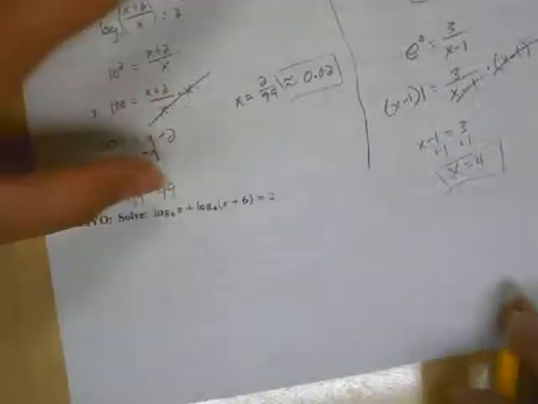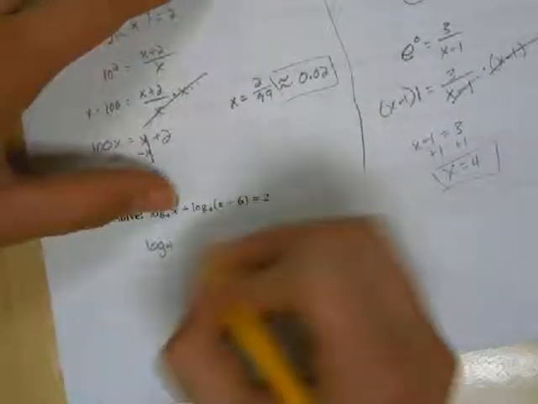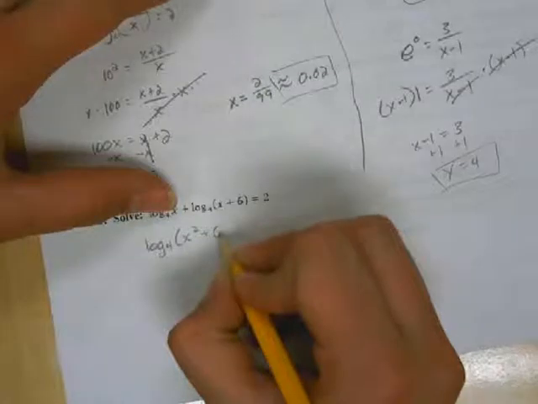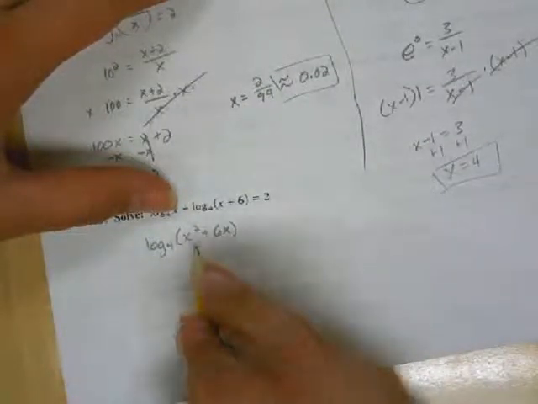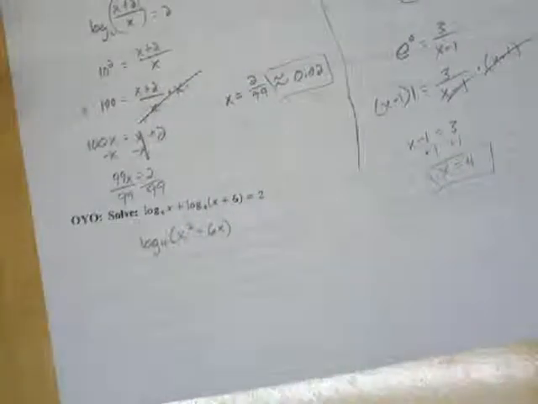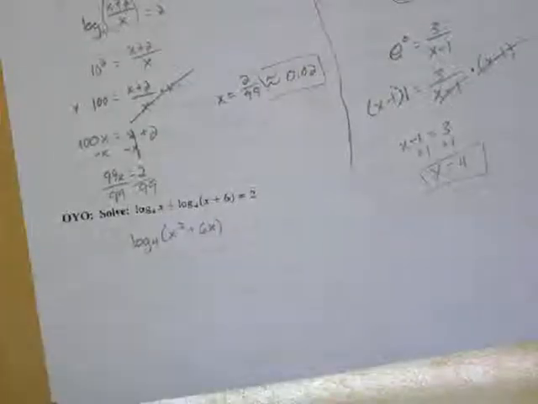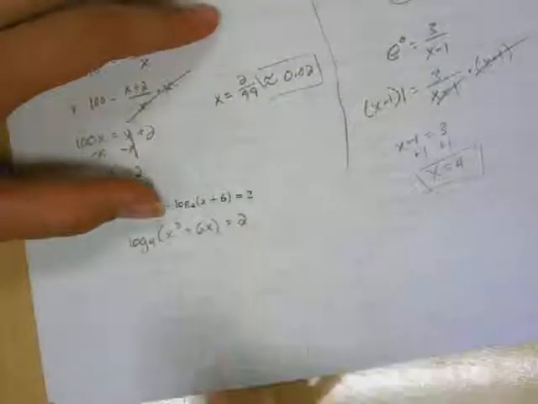Here we go. Okay, I'm going to put them together. They've got the same base, so it becomes log base 4 of x squared plus 6x. Notice I use my parentheses. Without those parentheses, it's wrong. Otherwise, the only thing in the log is the x squared, and we don't want that. Okay, so make sure you have your parentheses there. That's all equal to 2. That is now a single logarithm.